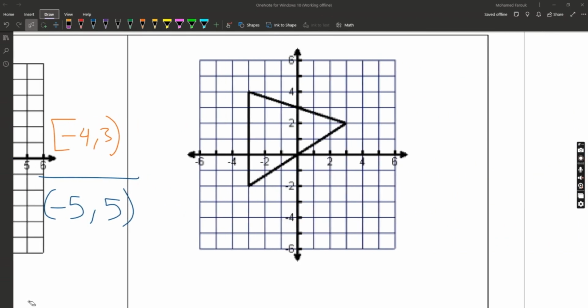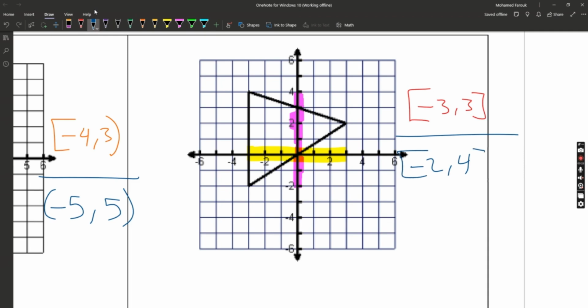Okay, let's continue with this one. You will get the domain starting exactly at -3 and going all the way to 3. So we have -3 and 3. And what about the range? It starts at -2 and goes all the way to 4. So it will be -2 and 4, and it's a closed interval. Okay, next.